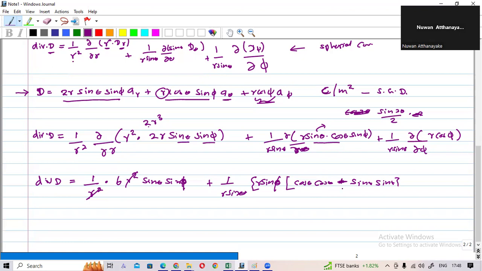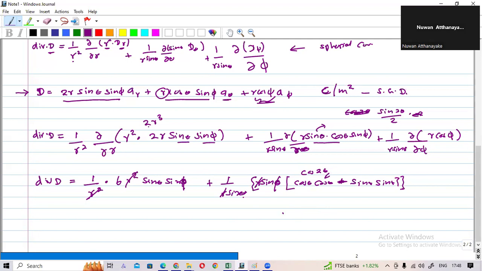This is again cos 2 theta. Okay. So this is equal to cos 2 theta. So I think the answer is correct. Okay. So you will get this one. Here you can see that these are cancelled out, here sine theta, here sine phi, and this part will be cos 2 theta.